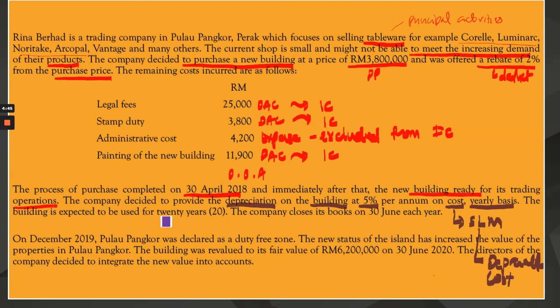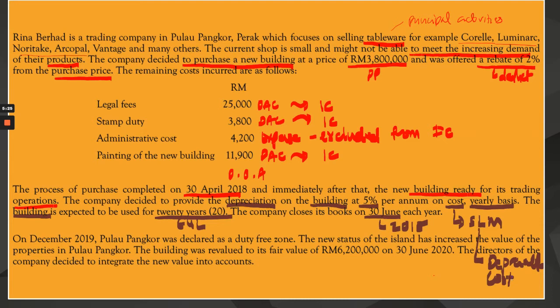You expect to use the building for the next 20 years. So the building is expected to be used for the next 20 years, and that is the estimated useful life. The accounts of the company are closed on 30th of June each year. The first year would be 30th of June 2018. On December 2019, this would refer to the following year.